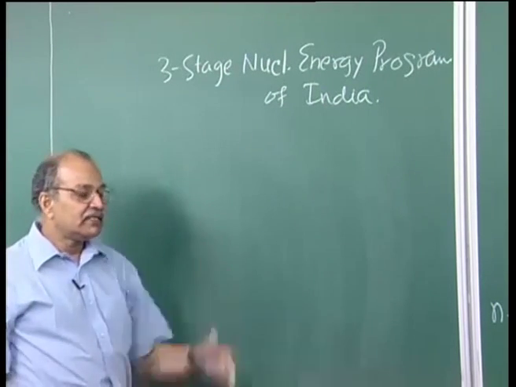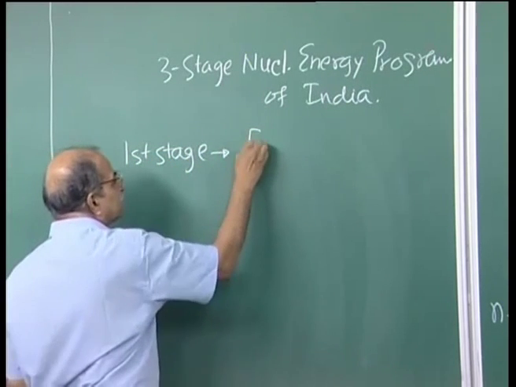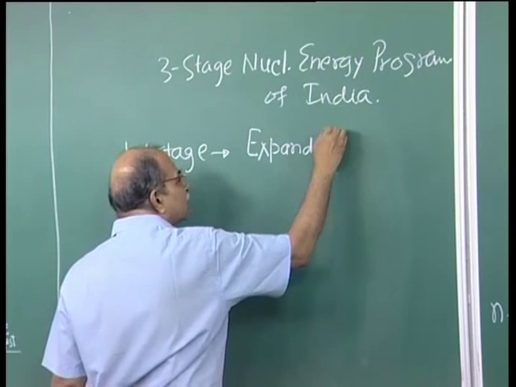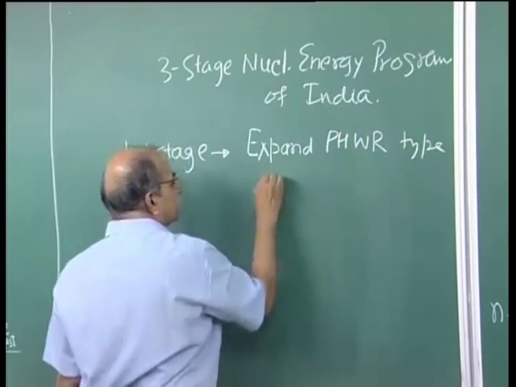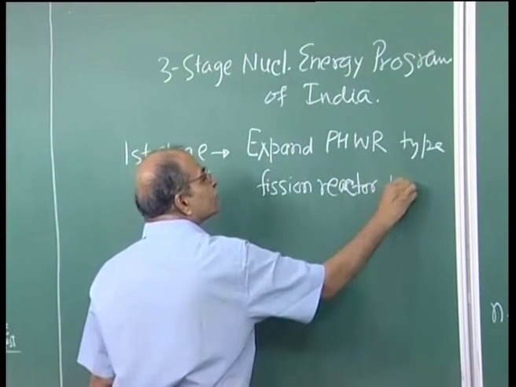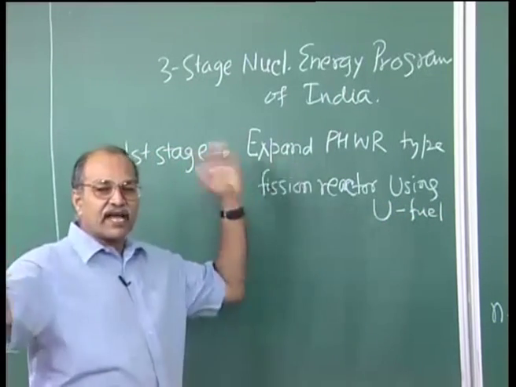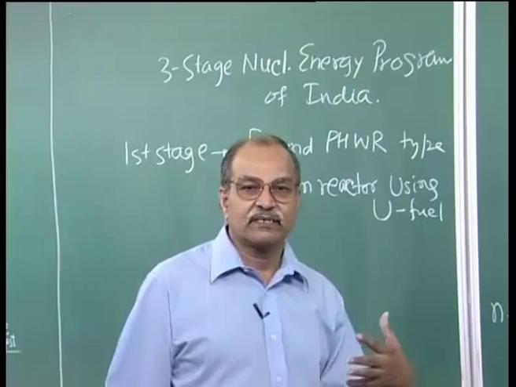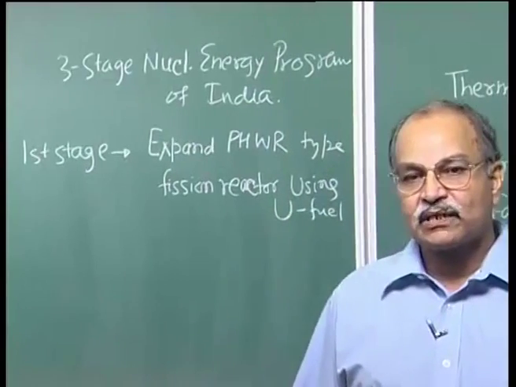So, keeping that in mind, the first stage is to expand fission reactors, PHWR or PWR, using uranium fuel as usual. This is the usual variety. Most fission reactors in the world are of this variety. So, expand. Presently, 20 such reactors are in use, 16 use heavy water, then 2 boiling water reactors.